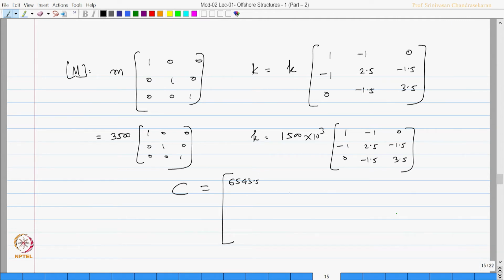6543.5, minus 36000, minus 36000, 11943.5, minus 5400, minus 5400, 15543.5, in so many Newton second per meter, because the K matrix is in Newton per meter and the mass matrix is in kg. C matrix is this.